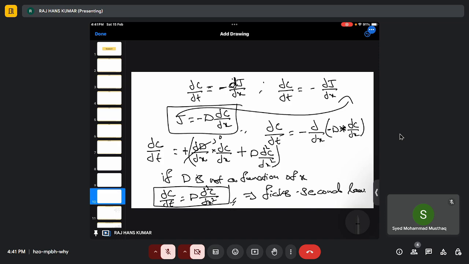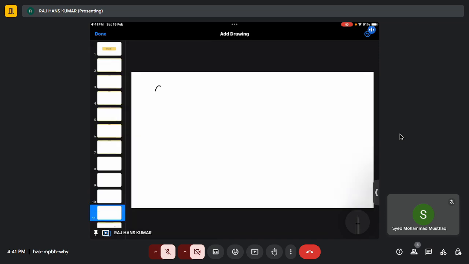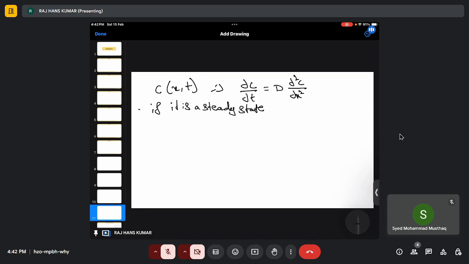Okay. Now, what are the terms here? C is a function of what? Distance and time. That's why we wrote it as ∂C upon ∂t will be equals to ∂ D ∂²C upon ∂x². Now, if it is a steady state, suppose let's do a question. Okay. Now, if the diffusion, let's say this is my material.